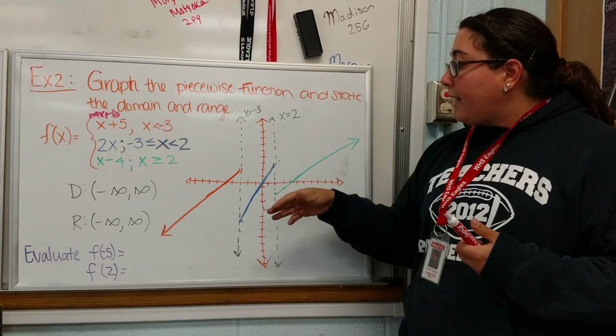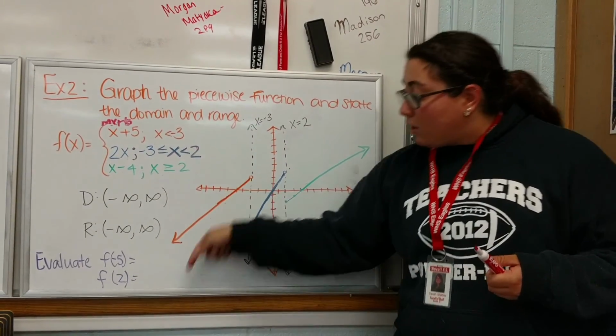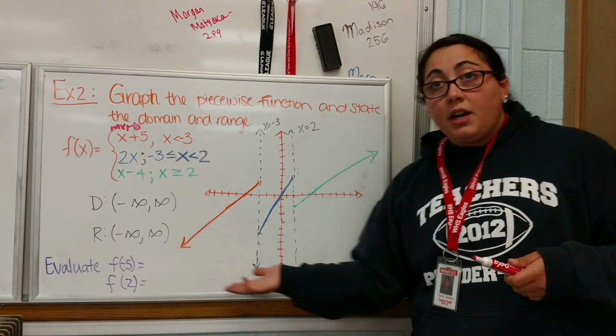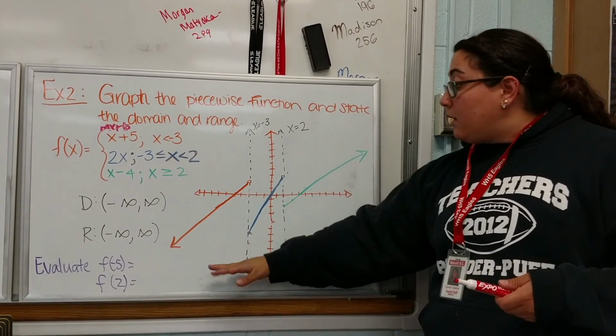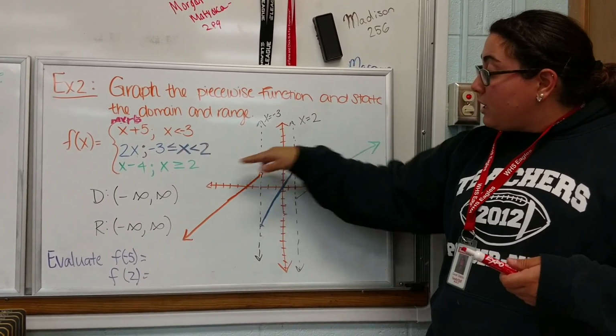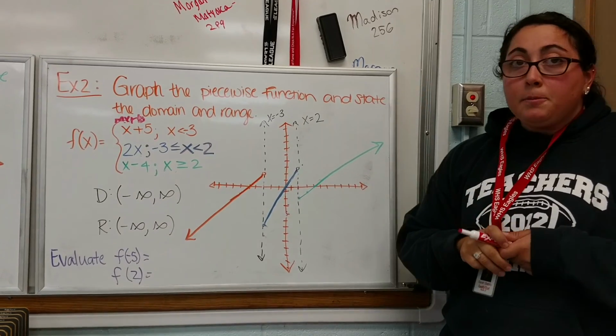When I talk about my range, what's my lowest y value? Well, my lowest y value is negative infinity, and my highest y value, again, there are no breaks in this graph this way, is going to be positive infinity.